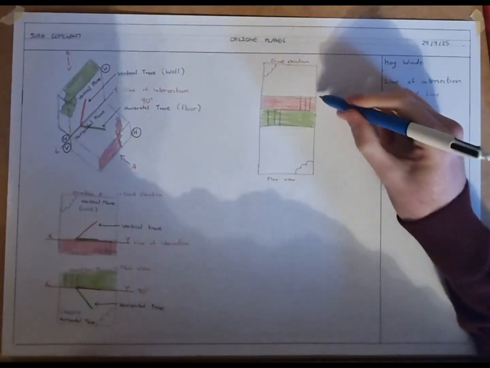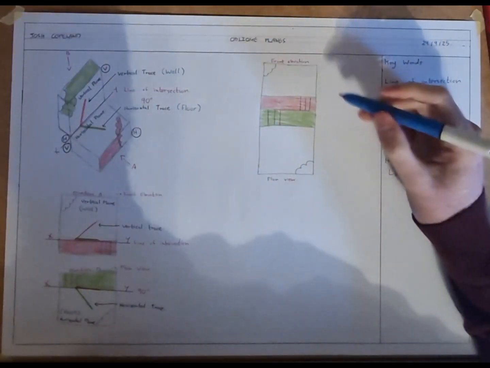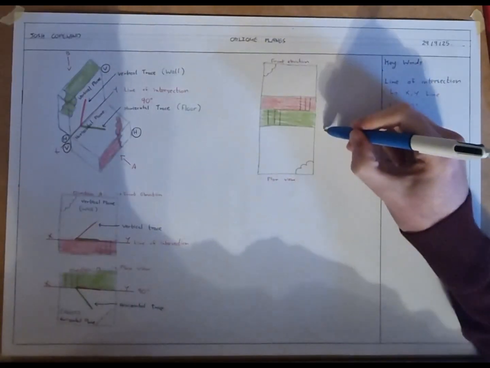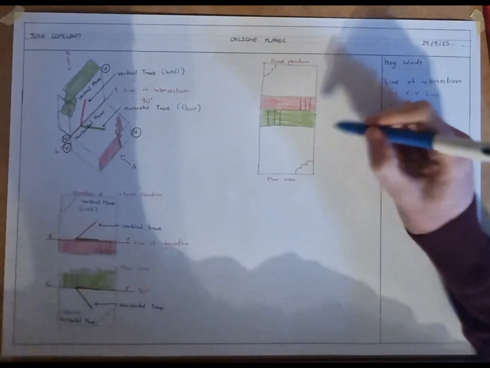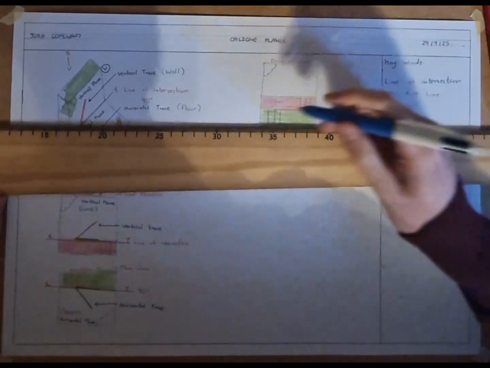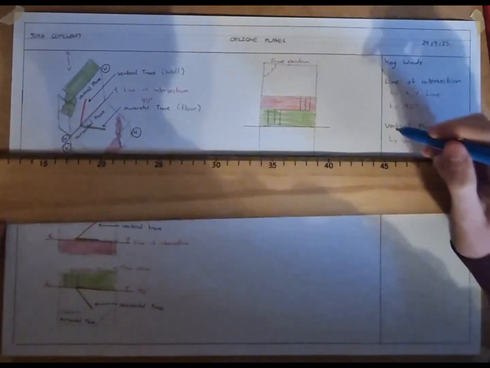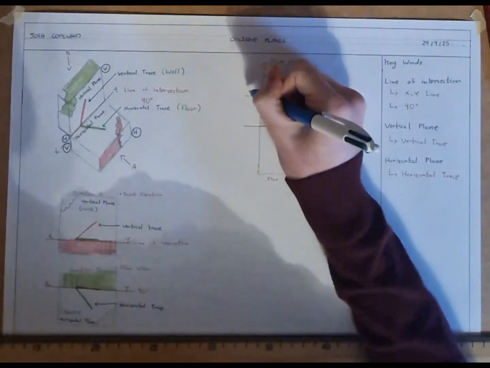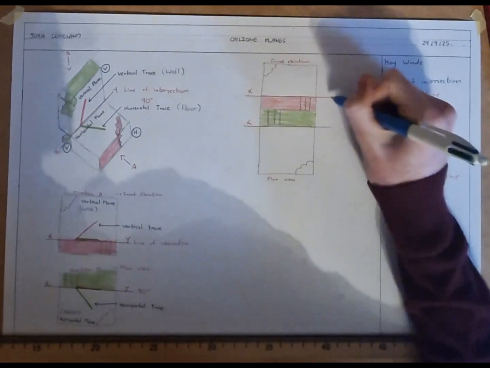Next, we're going to indicate where the XY lines are. We know that here is our XY line and here is our other one. So we've got our two XY lines here. So let's just draw those in. One there and one there. So we've got our XY line right here.